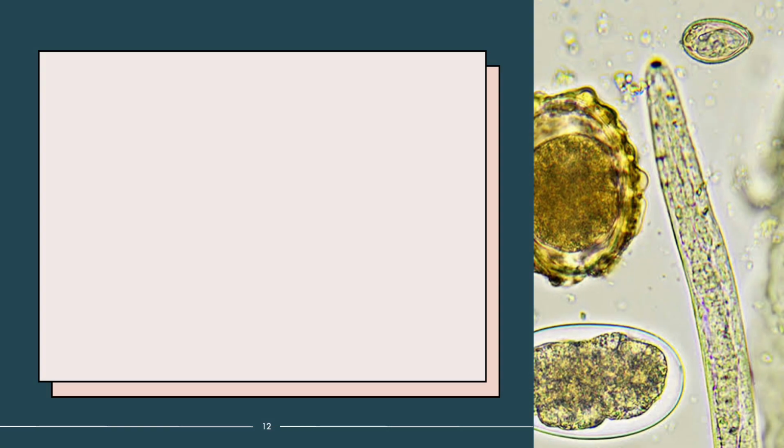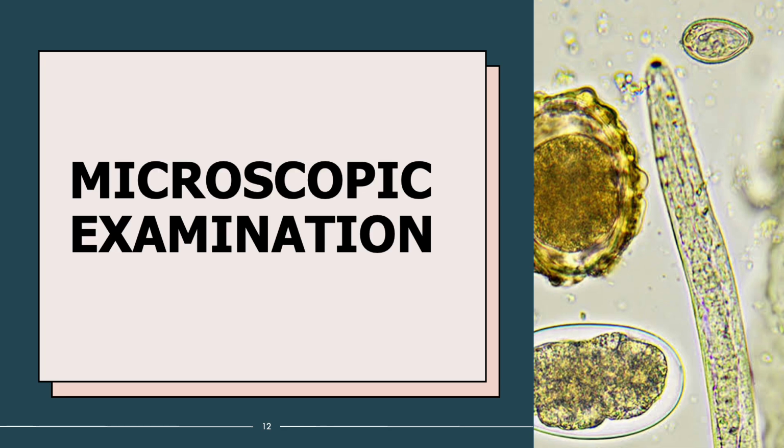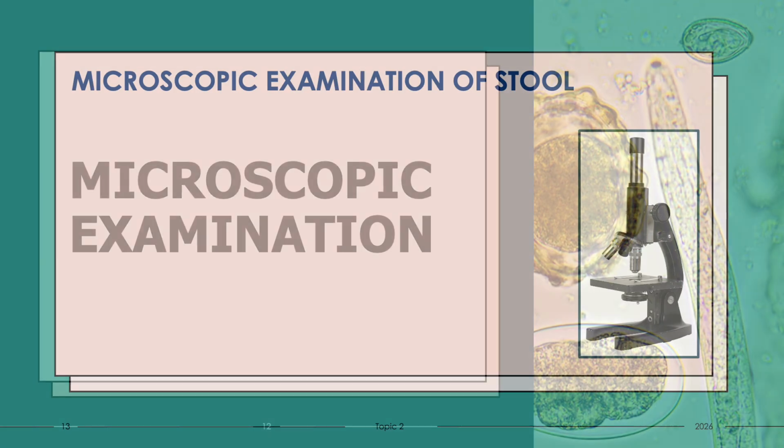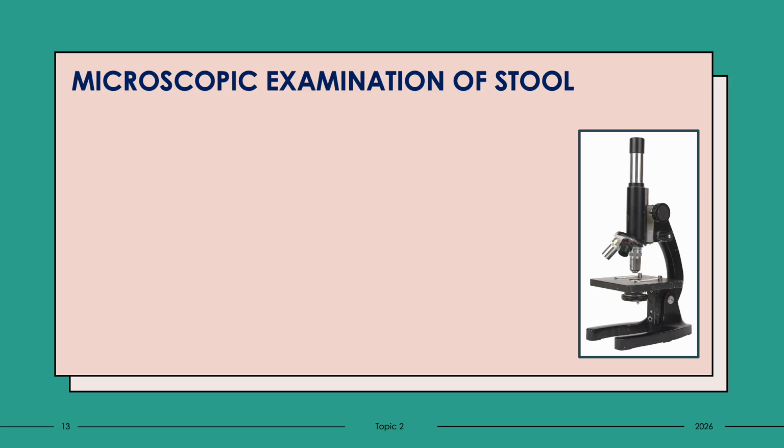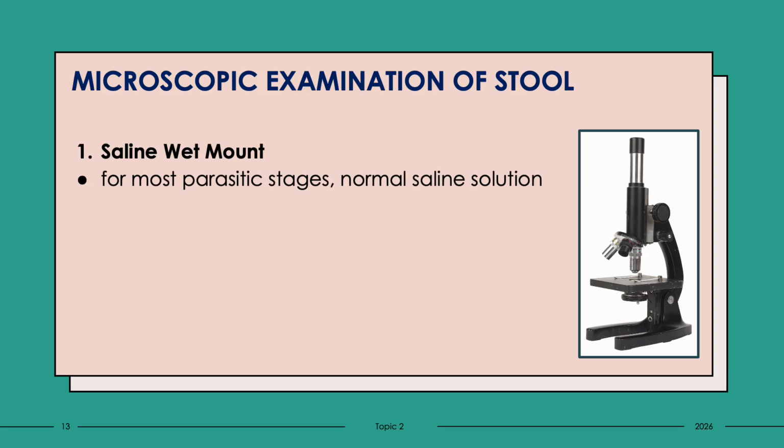So now let's go to the microscopic examination of stool. In order for us to visualize the different stages of parasites in stool, we perform or create a direct fecal smear. So there are 2 types of fecal smear that we use. The first one is the saline wet mount. Basically, this is the usage of a normal saline solution at around 0.85%, and this is useful for most parasitic stages. Next is the iodine wet mount.